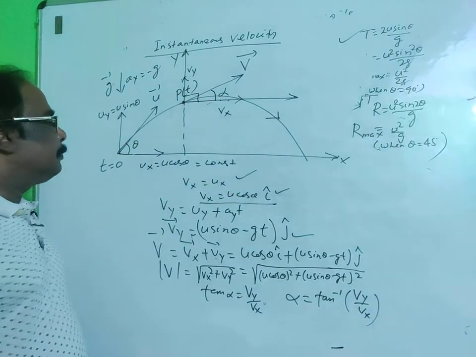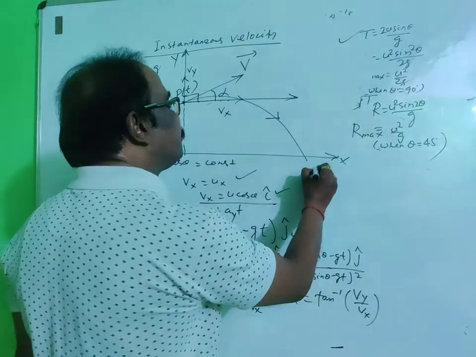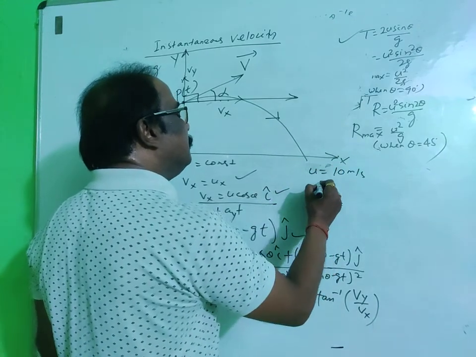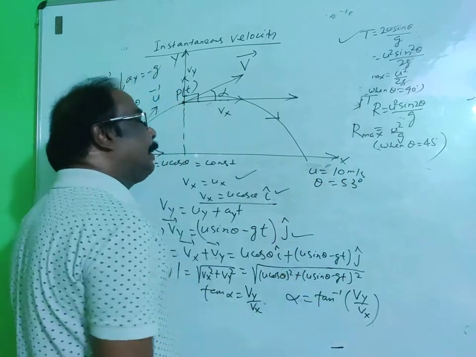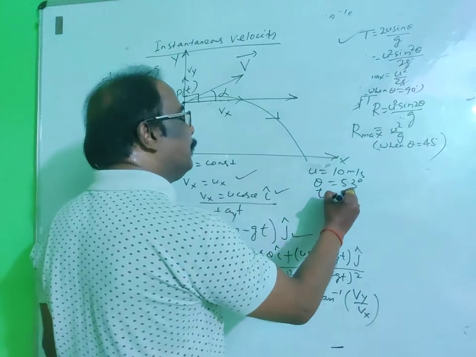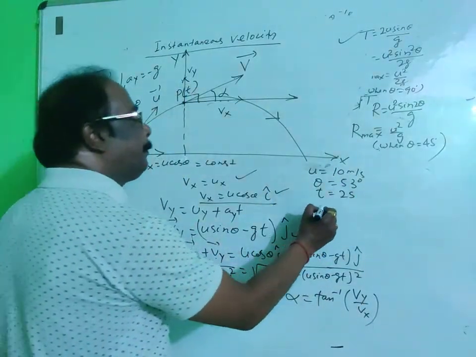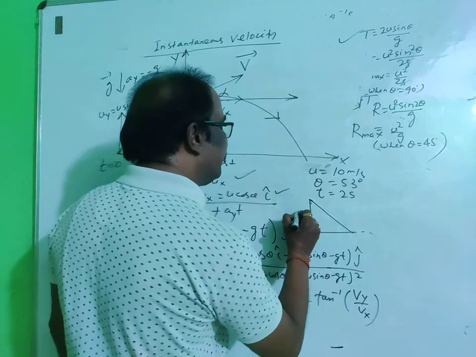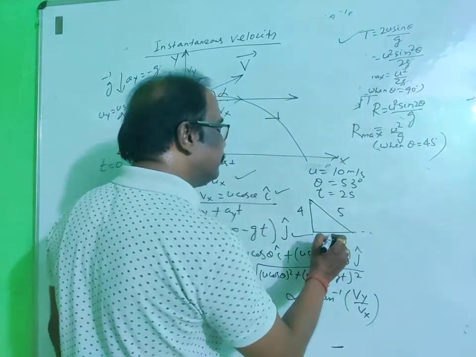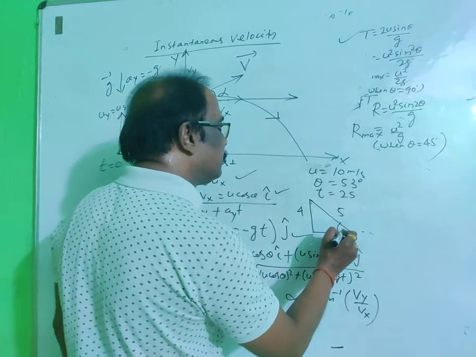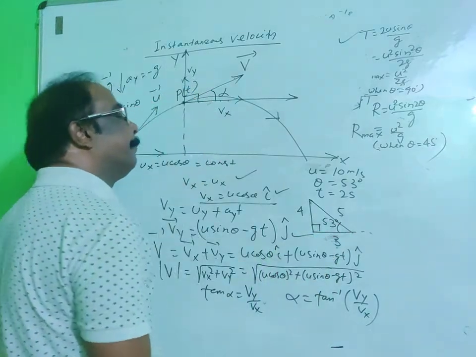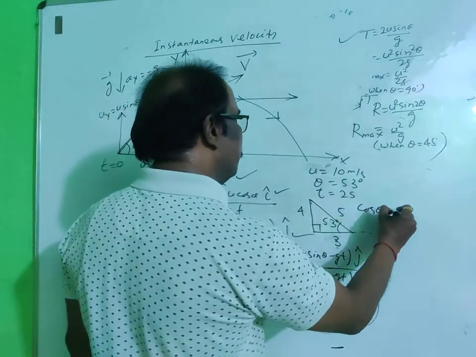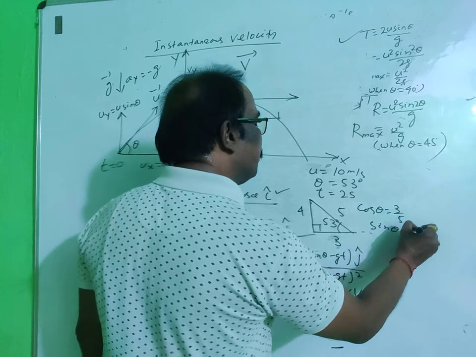And some questions may come on the basis of instantaneous velocity. Let the question be asked like this: a body is projected with a velocity of 10 meter per second, making an angle 53 degrees with the horizontal. Then what is the instantaneous velocity at t is equal to 2 seconds? Very easy. For 53 degrees, you may take a triangle like this: this is 4, this is 3, this is 5. This angle is 53 degrees and this is 90 degrees. From this you can calculate cos theta and sin theta. So here cos theta is 3 by 5 and sin theta is 4 by 5.